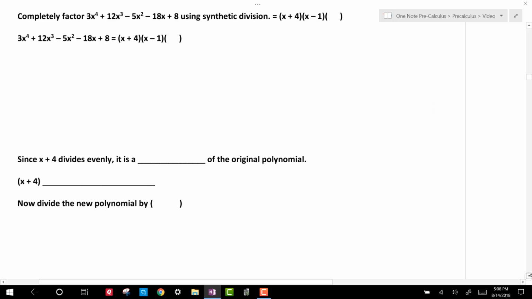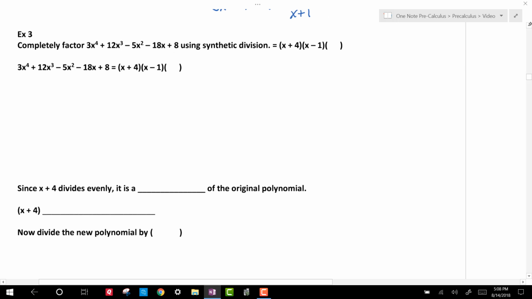You'll notice in number 3, it says to completely factor this polynomial using synthetic division. And then it gives me these two factors, x plus 4 and x minus 1, and it tells me that I'm missing a factor here. What this is basically saying is that these are given factors, which means they should divide evenly. So I should get a zero remainder, because they're telling me in this statement that this thing has factors of x plus 4 and x minus 1. So I'm going to start off with the x plus 4.